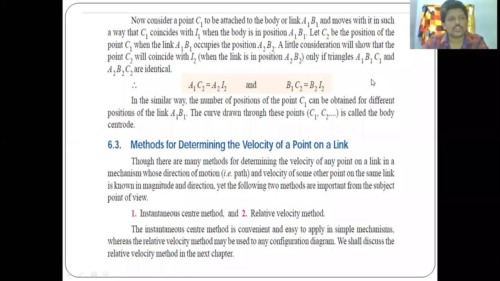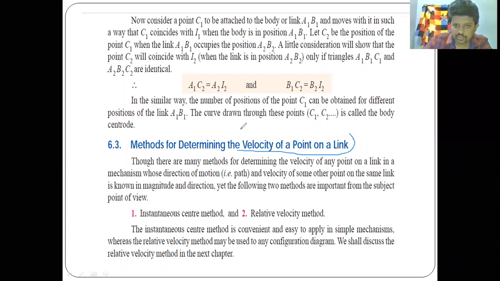The basic topic which we want to study here is velocity analysis, that means the velocity analysis of a point or a link. We should define how the link or a point is moving with some velocity. We should analyze the velocity part. This is done by two methods, known as the instantaneous center method and the relative velocity method.